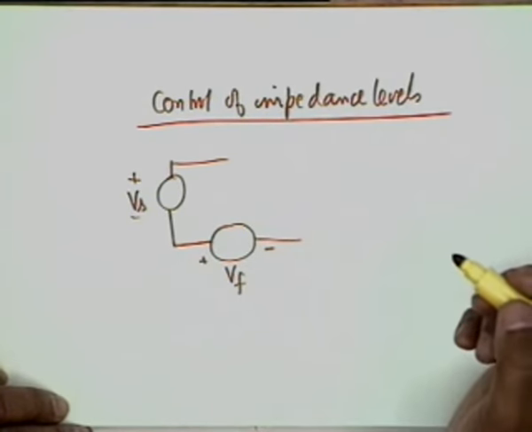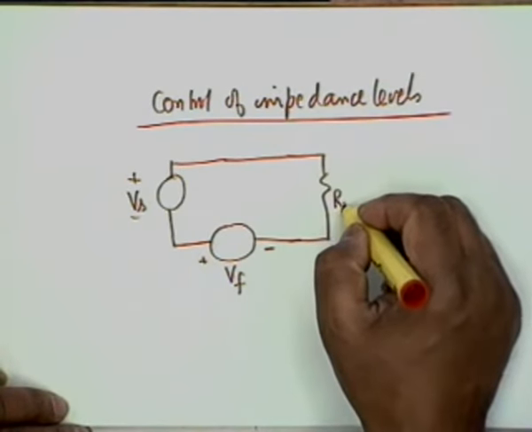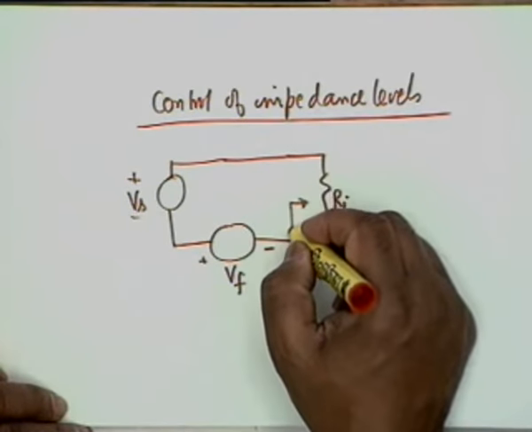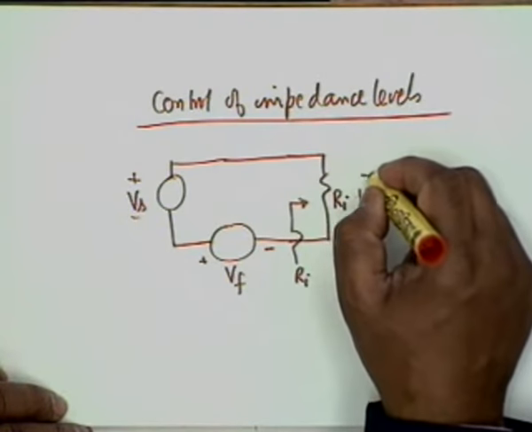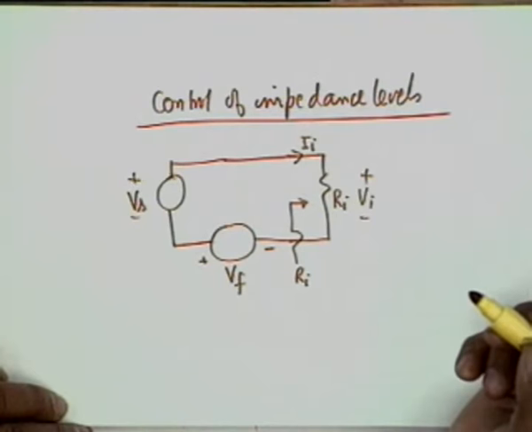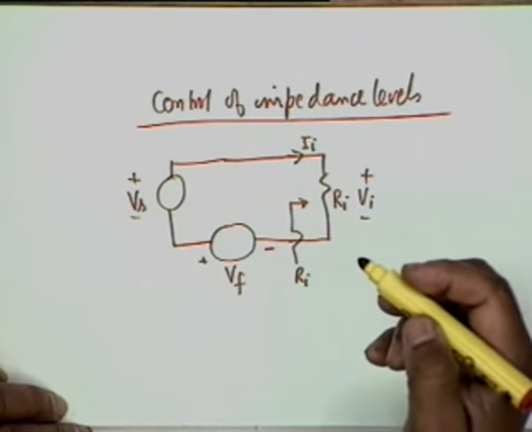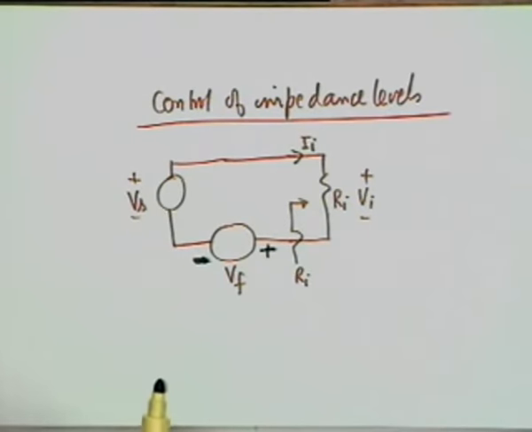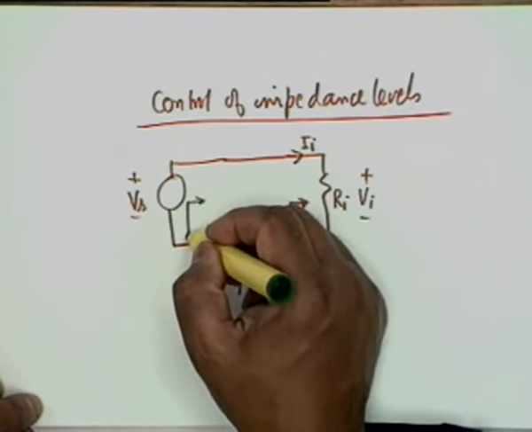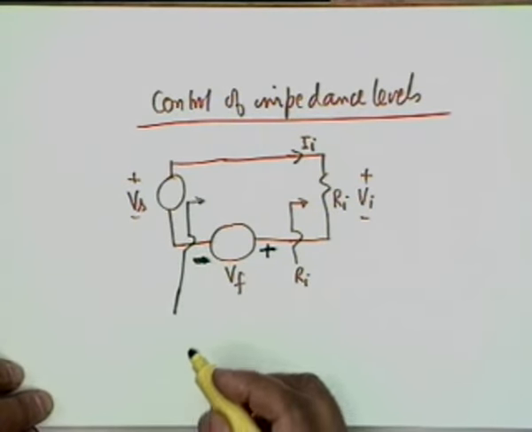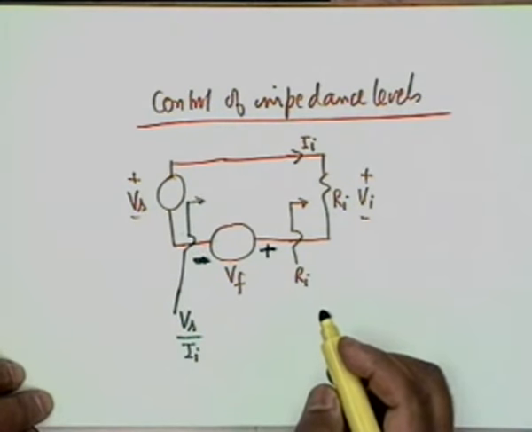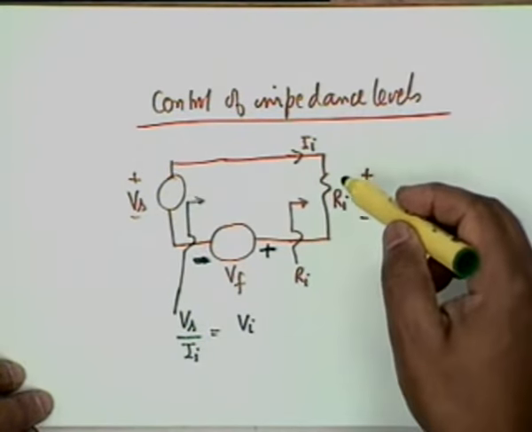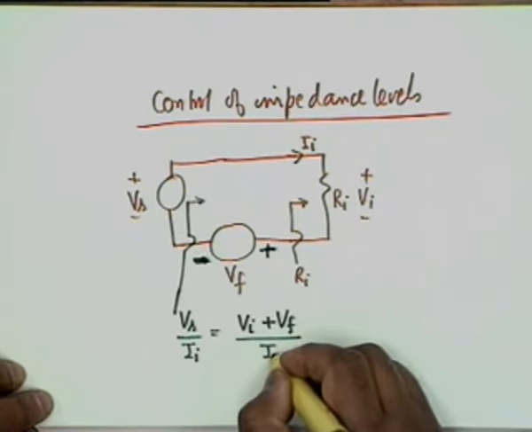Okay, I am looking at the equivalent circuit of the input, Vf, and you have an Ri. The input resistance without feedback is Ri. Let us say this is Vi and this is I sub i. If it is negative feedback, okay, let us do that. Good point. Let us make it negative feedback, minus plus. Then what is the input resistance that is seen by Vs? Obviously, it is Vs divided by I sub i. What is the KVL? Vs equal to Vi plus Vf, divided by I sub i.